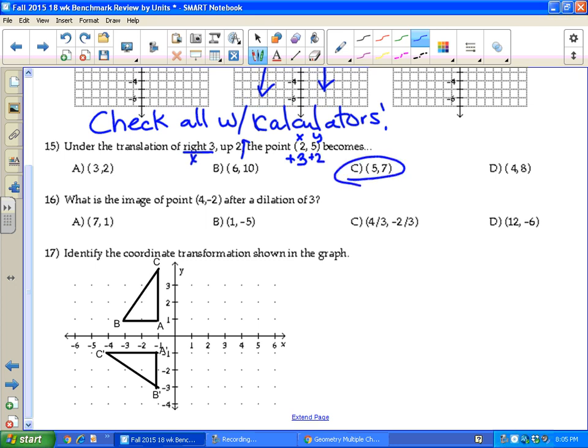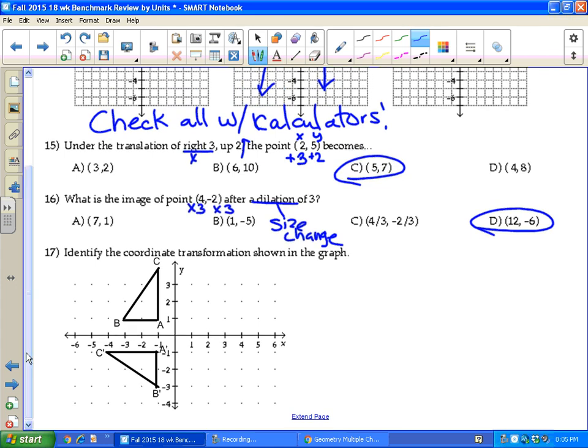A dilation is a size change. So if I change the size by a factor of 3, it's basically multiplying times 3 on the x and times 3 on the negative 2. Correct answer is D.